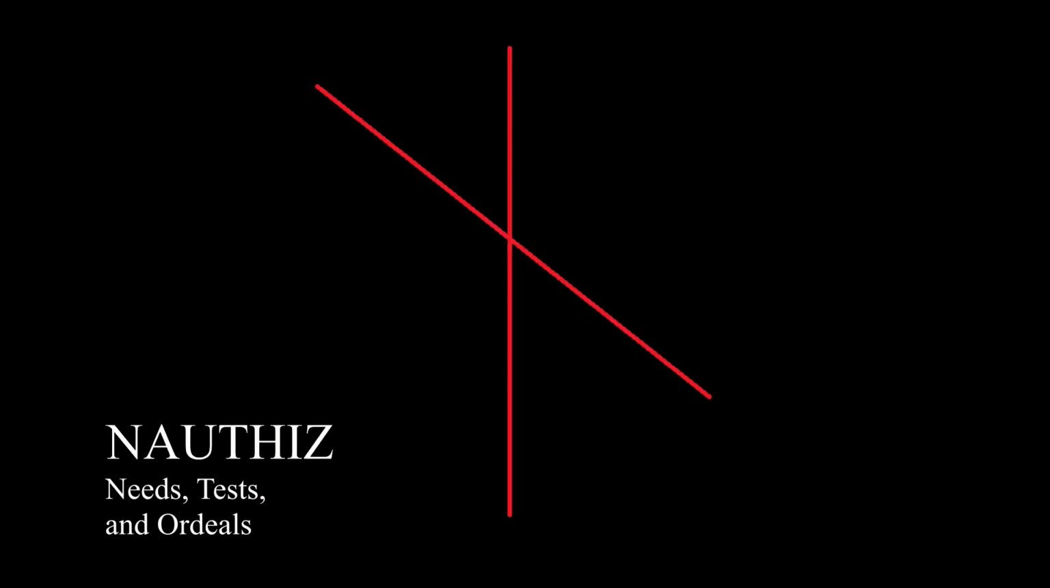The next rune on the screen is Nadiz, the N rune. The 3 key words for this rune are needs, tests, and ordeals. This is actually one of my favorite runes, as it does let me know that I'm about to face some challenge in my life, something that I need to do, something I need to pursue. And it is true. It can be a rough patch.